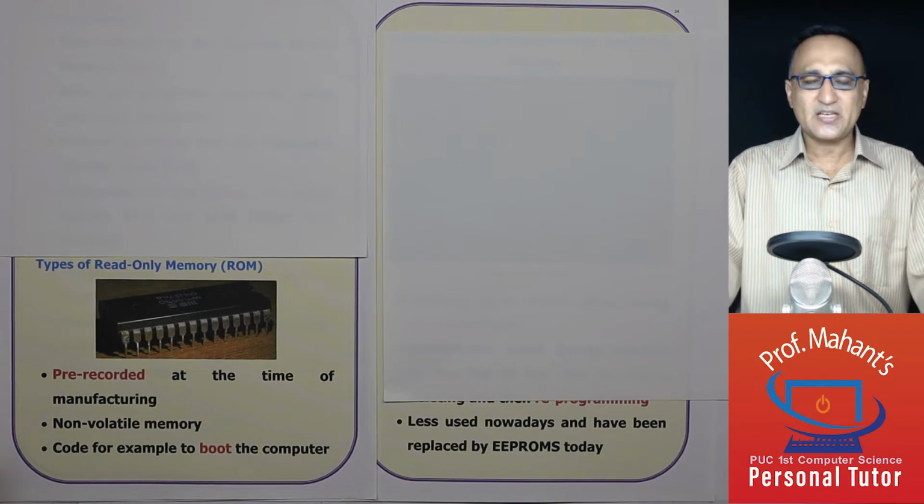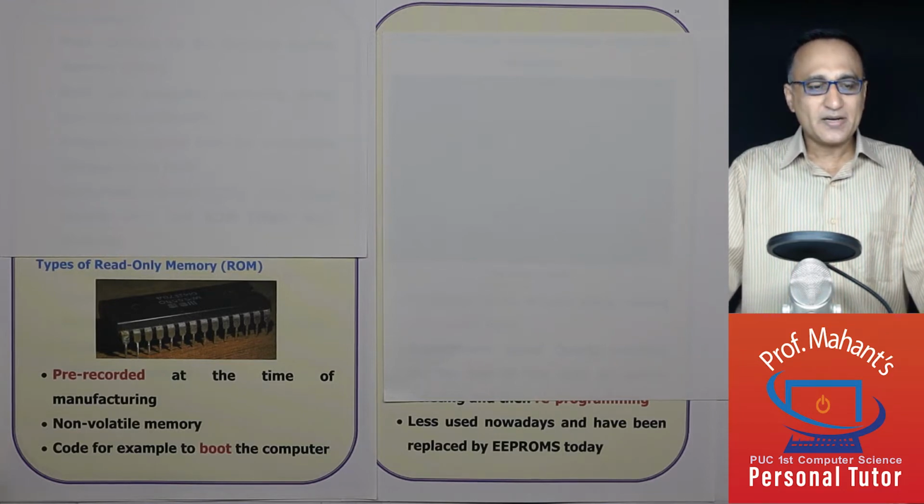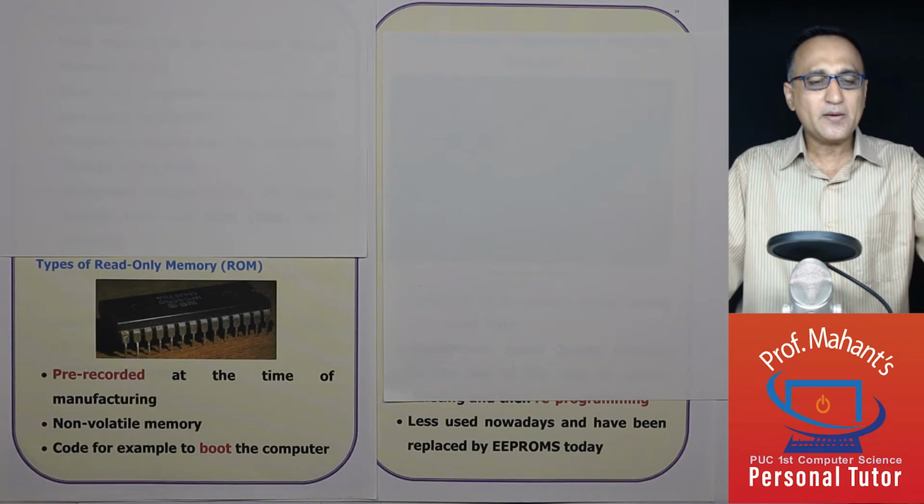Let me give you another example. If you have seen your mobile phones or even your cars and scooters, they have a lot of electronics today, and they have certain programs and data in them. Those programs and data of a permanent nature are stored in a read-only memory.